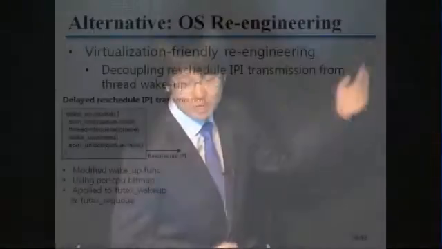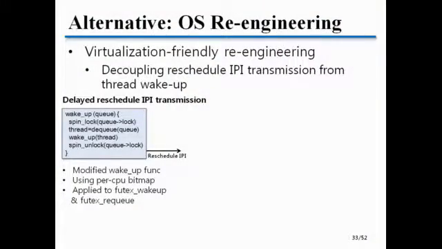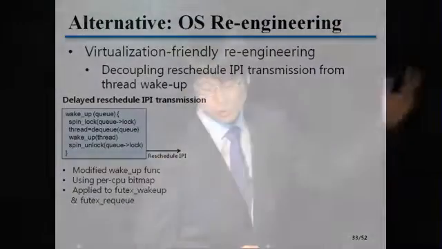Regarding this issue, in my opinion, not all kernel code is virtualization friendly at this time. So our finding may drive OS re-engineering in favor of virtualization. So we gave it a try to decouple the reschedule IPI transmission from the thread wake-up, like this figure. By modifying the wake-up function and using the per-CPU bitmap, we applied delayed dispatch to the futex wake-up and futex requeue functions, which are hotspots of lock-holder preemption in the Linux kernel.